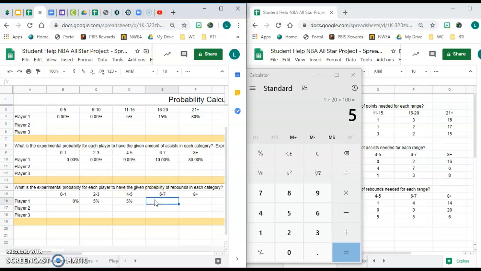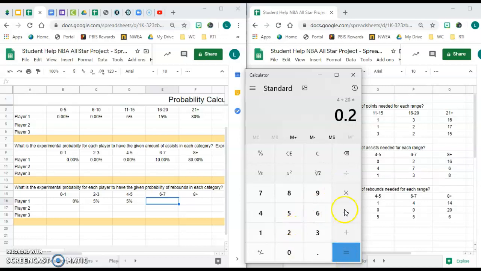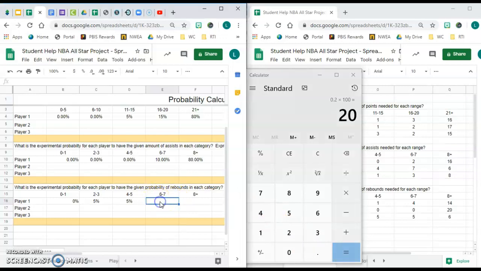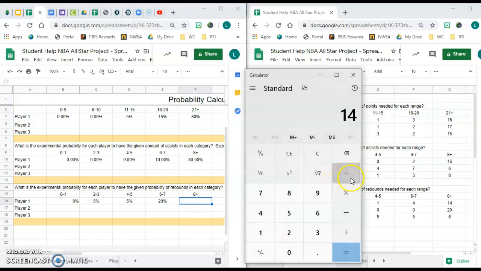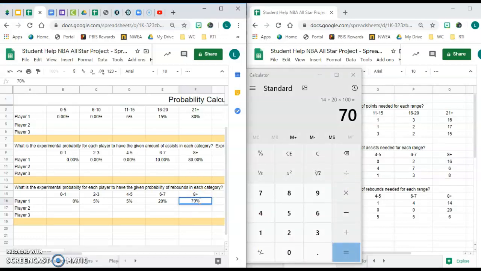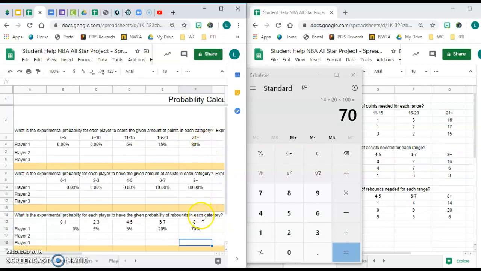And then 4 games where he had 6 to 7 rebounds. So 4 divided by 20 times 100. It's 20% of the time he's getting 6 or 7. And then 14 games divided by 20 times 100. And so 70% of the time, LeBron was getting 8 or more rebounds. So he was getting the ball back so that way they could go back on offense and try and score. So LeBron's numbers are pretty high in that section.